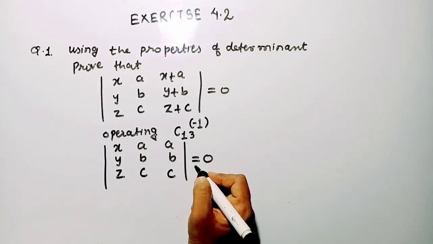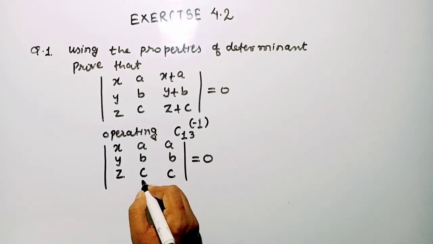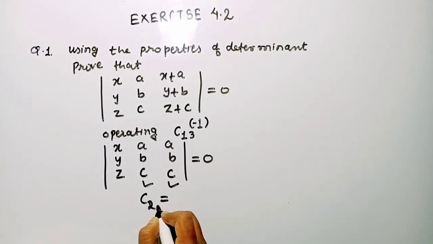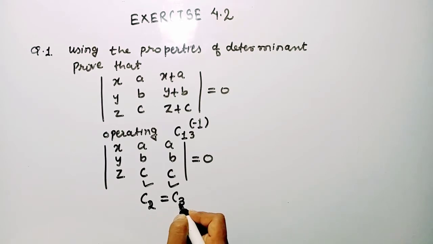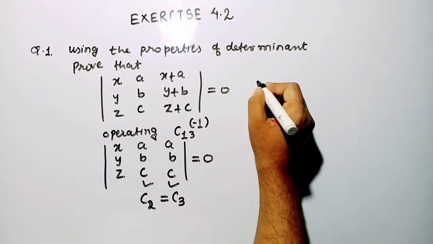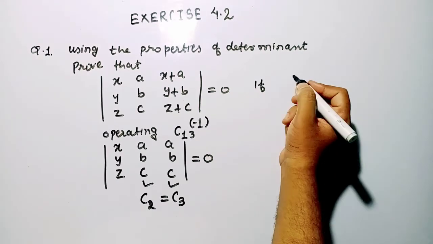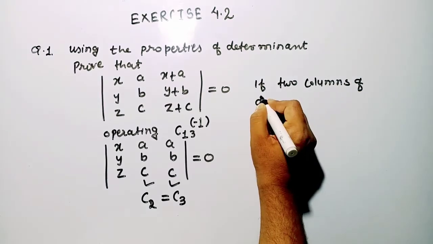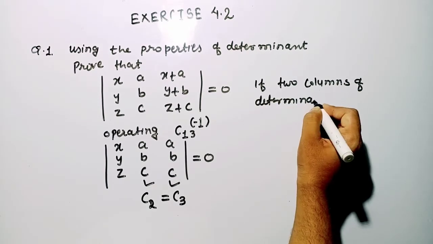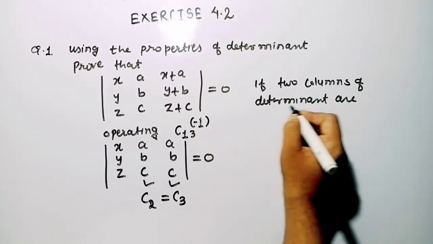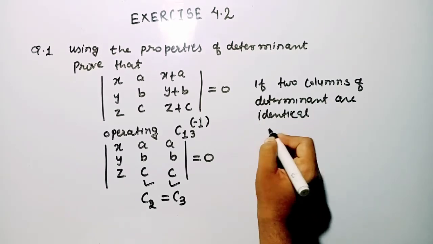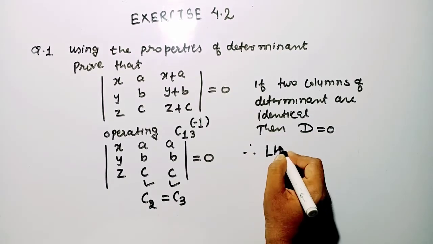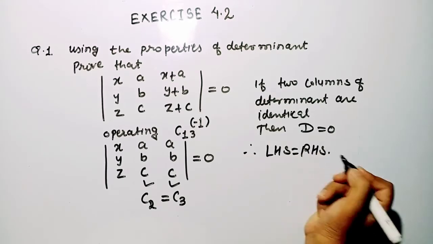Now students, here you can see that the second column and third column are identical. We know that if a determinant has two rows or two columns identical, then the value of the determinant will be 0. So if two columns of a determinant are identical, then D will be 0, which means the value of the determinant will be 0. So LHS is equal to RHS.